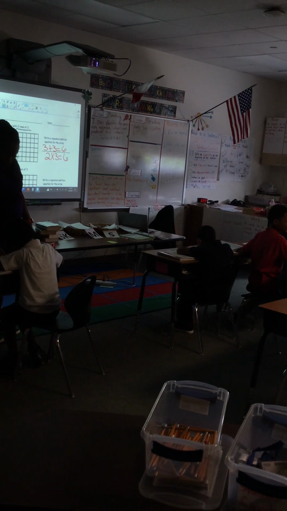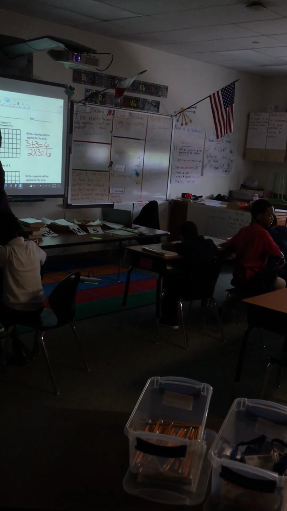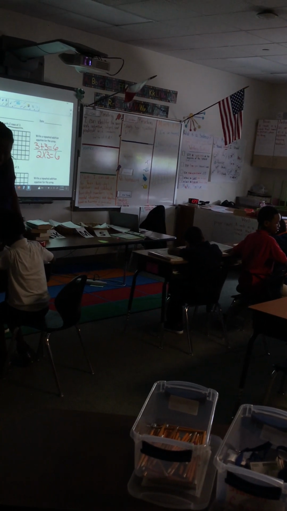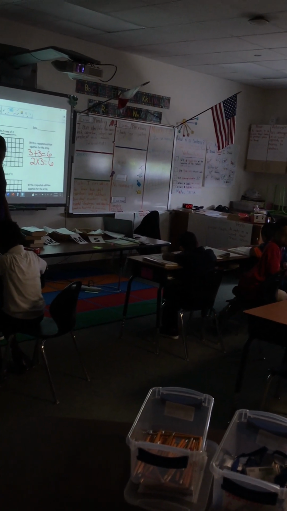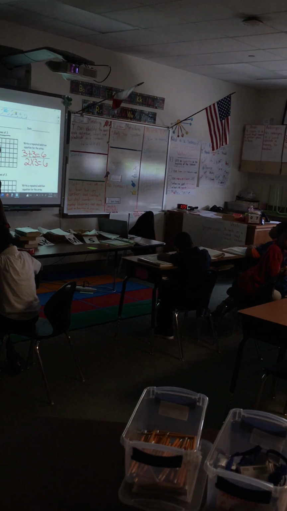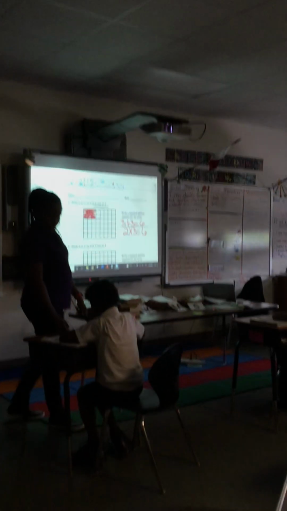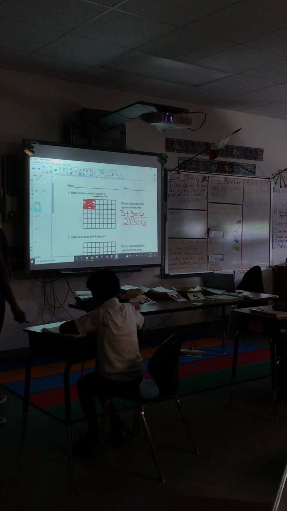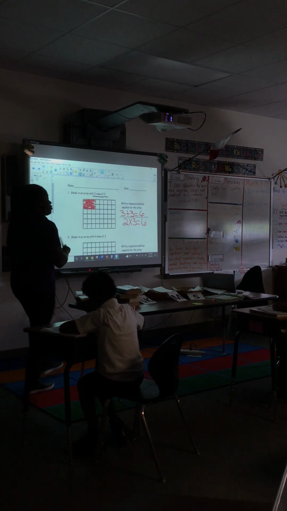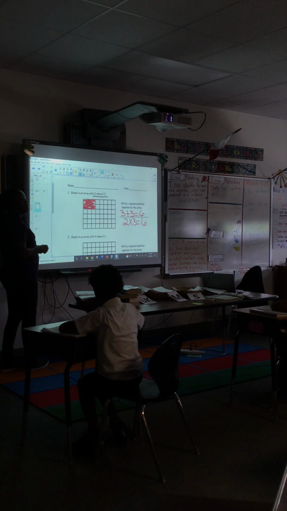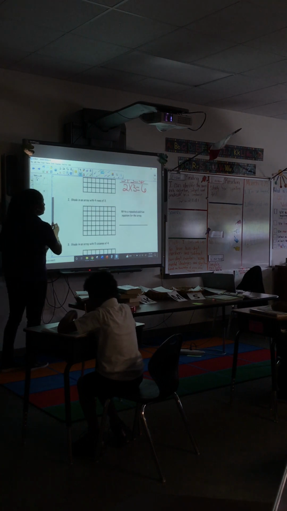Where's your 2 rows? Draw a line and go this way. Draw a line. You're not listening. Draw a line. Now go down. Now draw a line. That's the only area you need to shade. You need to stop rushing and follow along. Any questions on number 1? Any questions? All right, let's go to number 2.